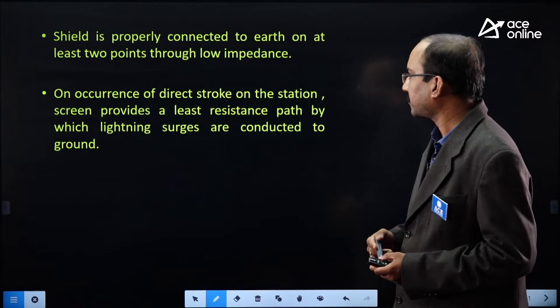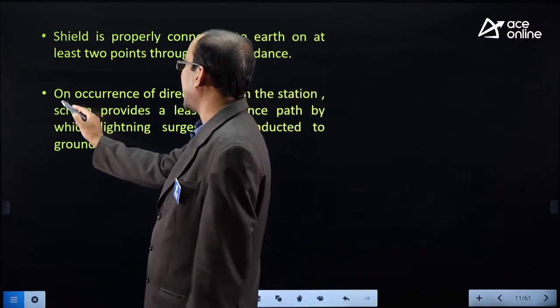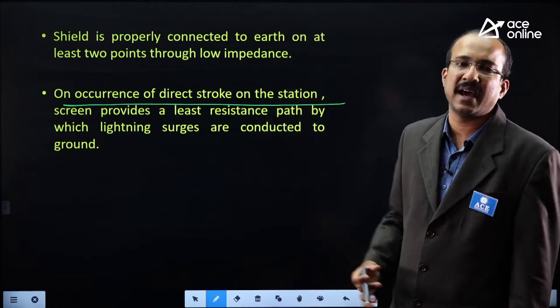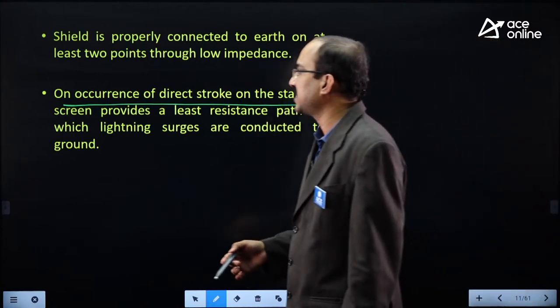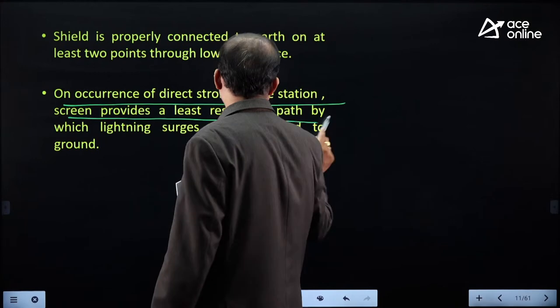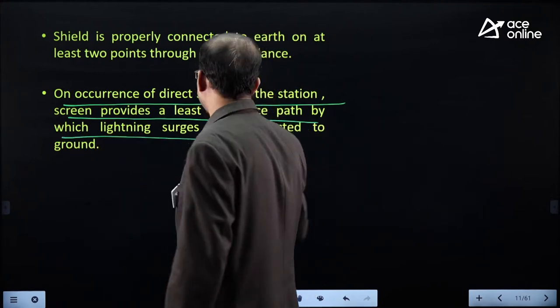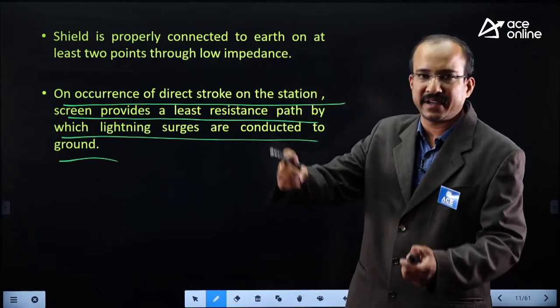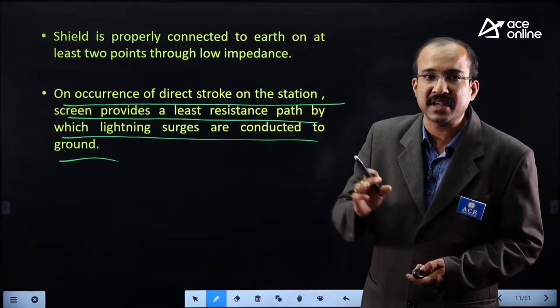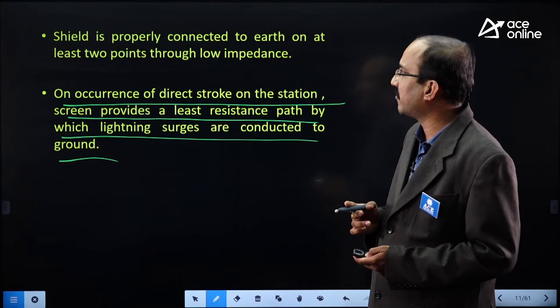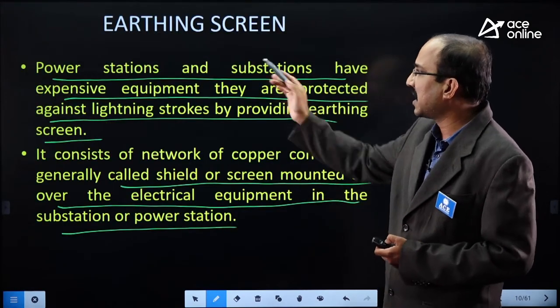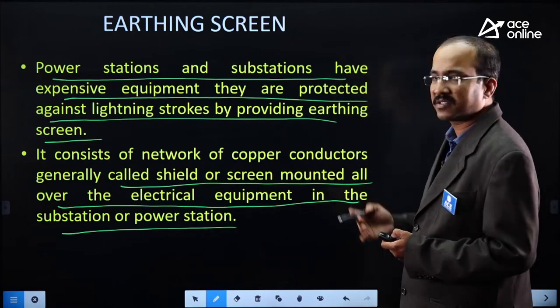So what happens on the occurrence of direct stroke on the station? Whenever there is a lightning stroke taking place on the station, the screen provides the least resistance path. So the lightning will be discharged to ground. That can be done by using this earthing screen. So where is the earthing screen used? In power stations as well as substations.